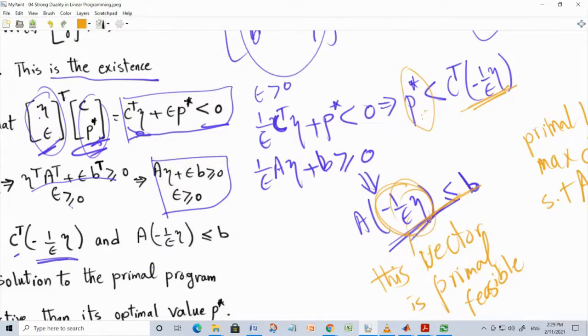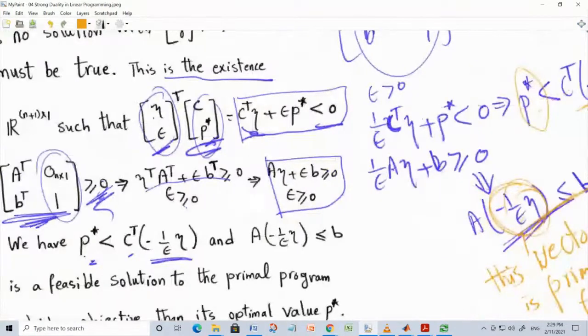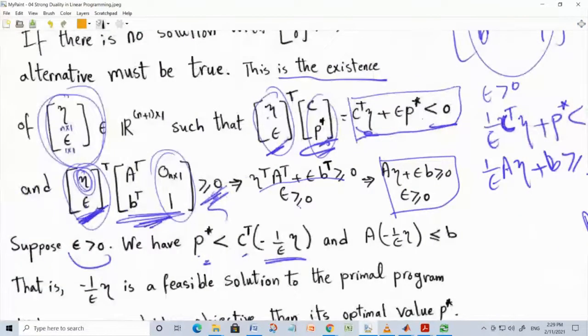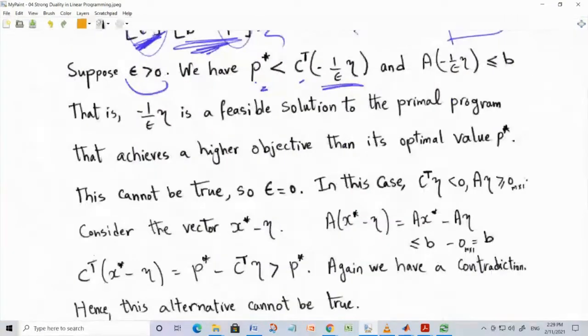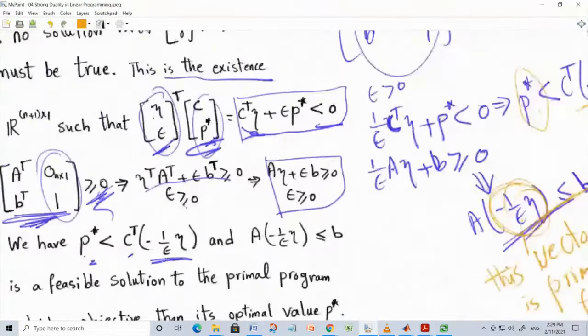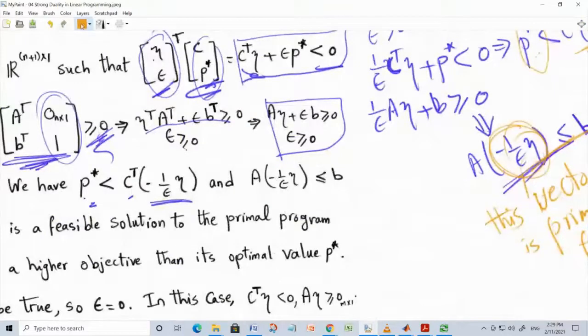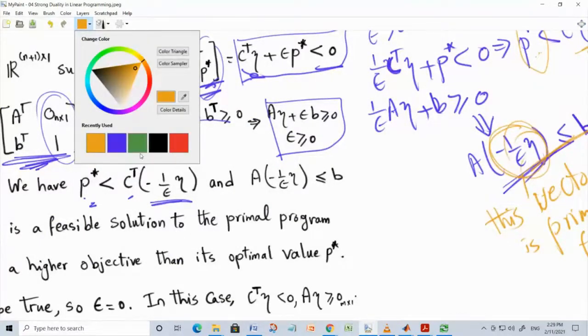So that does not make sense. Okay, well, perhaps epsilon is 0. This will cast doubt on epsilon being positive, but what if epsilon is equal to 0? If epsilon is equal to 0, let's go back to our inequalities.